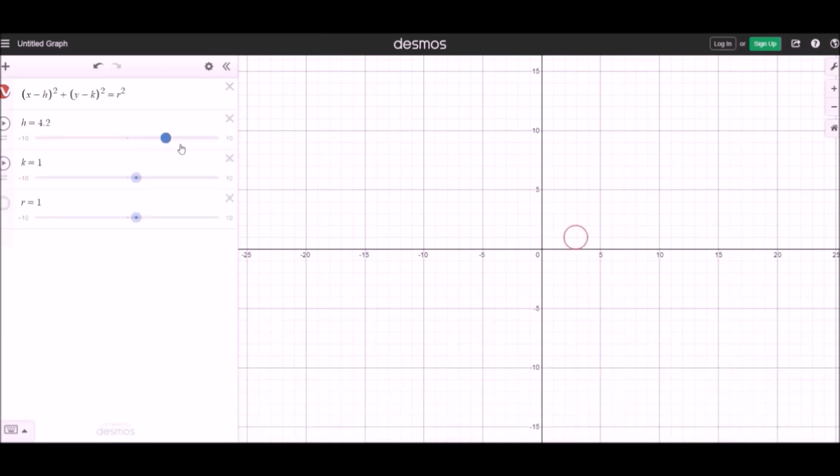Here the variable h is responsible for the distance of the circle from the origin, k is responsible for the distance of the circle from the x-axis, and r acts as the radius of the circle. That is, as the value of r increases, the size of the circle increases.